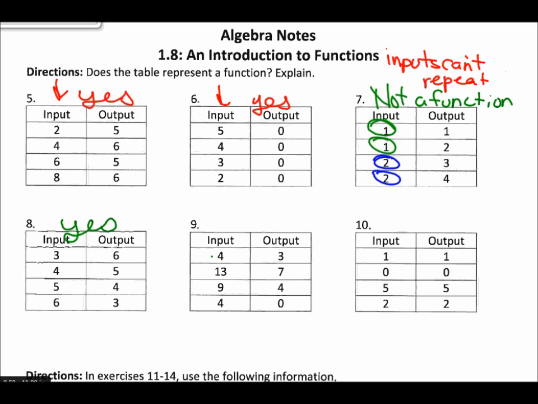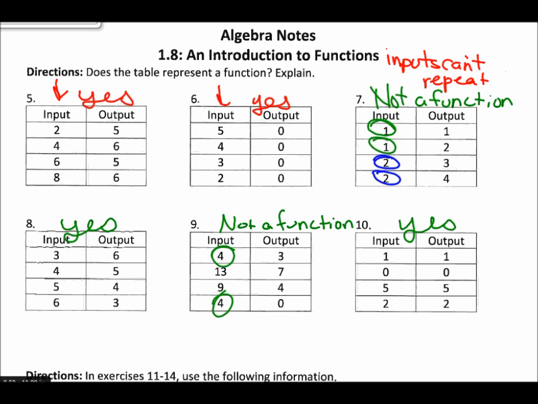When we look at number 9, I see that my 4 repeats. Again, we're not allowed to have repeats, so this is not a function. And our last one here, everything is different, so yes, this is a function. Again, remember our definition for a function: there's one output for every input. So inputs can't repeat.